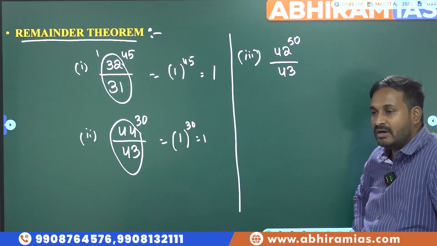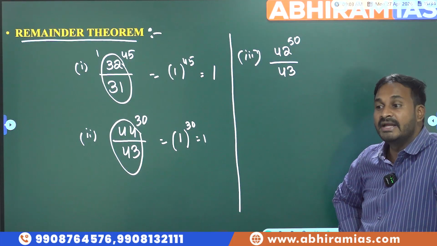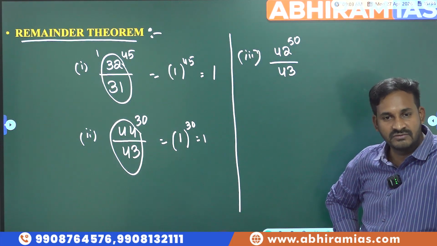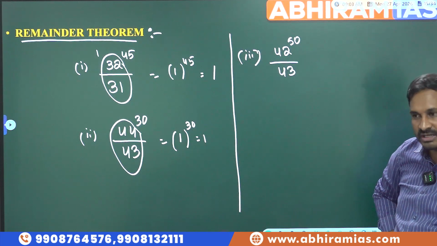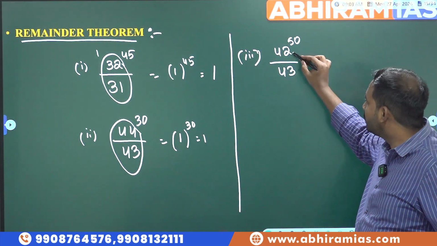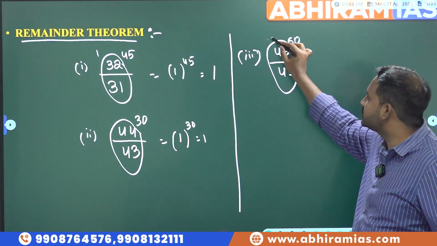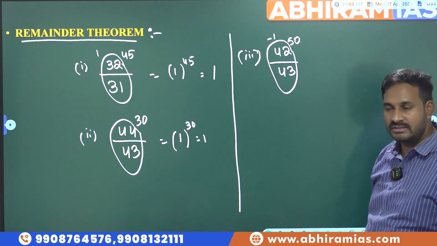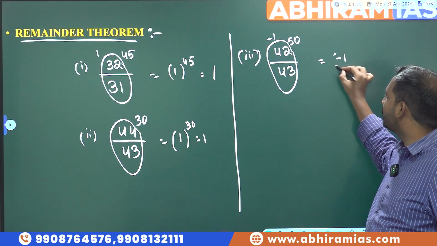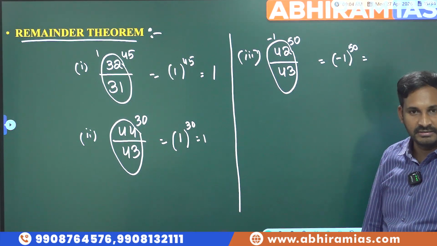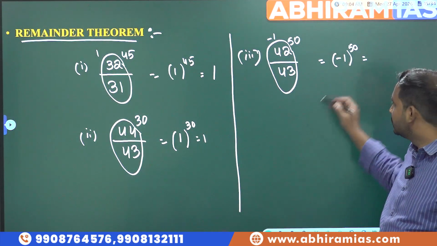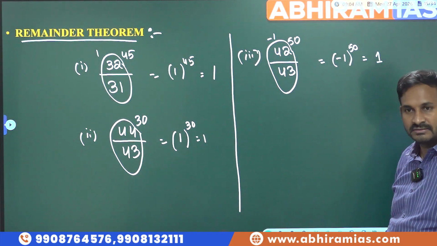Now 42 by 43, what is the remainder? -1. Here is where we start using the negative remainders. So now there is also a possibility for a negative remainder. So I can take this as -1. So -1 whole to the power of 50, what does it become? With an even power, minus 1 becomes +1. So 1. That is my answer.